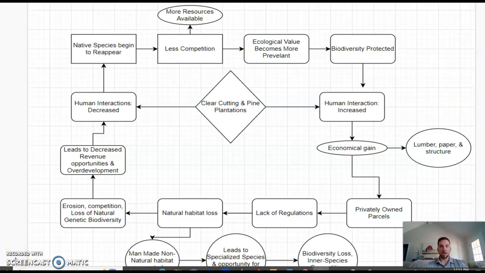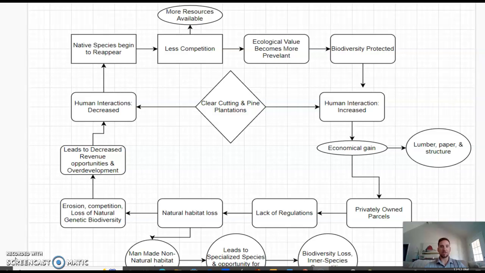Hey everyone, we're here to discuss what this framework represents. The topic is addressing habitat loss and biodiversity loss through human intervention, and we're going to look at it as topic specific. We'll be looking at clear cutting, and at what turning these clear cuts into pine plantations looks like on an ecological scale, as well as a human intervention scale, and how this cycles through.